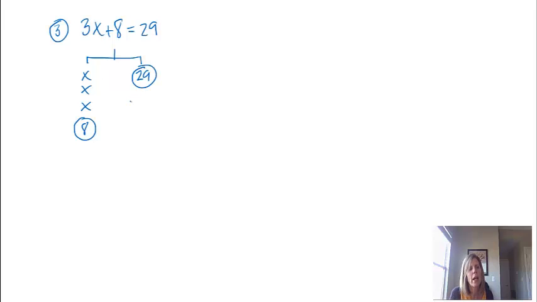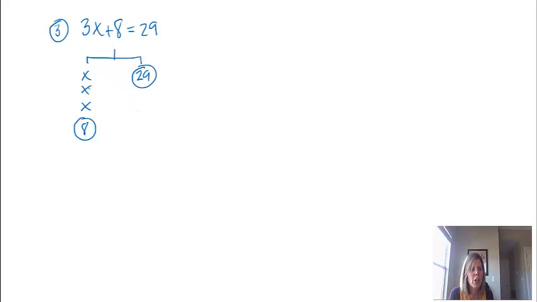So number 3 says 3x plus 8 equals 29. I don't think I'm going to be doing any changing this time, but we'll see. All right, so I'm going to draw my balance. On the left side, I see 3 x's, and then I see the number 8. So again, we'll put the number 8 in a circle. On the right side, I only see 29, so I'm going to put 29 in a circle.